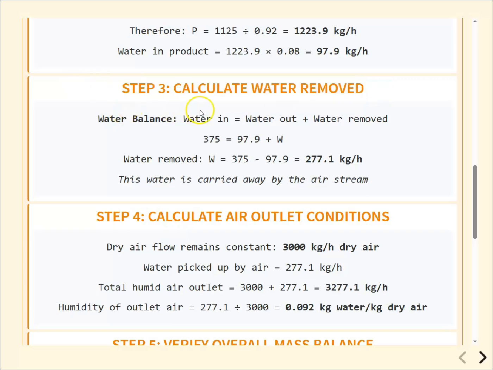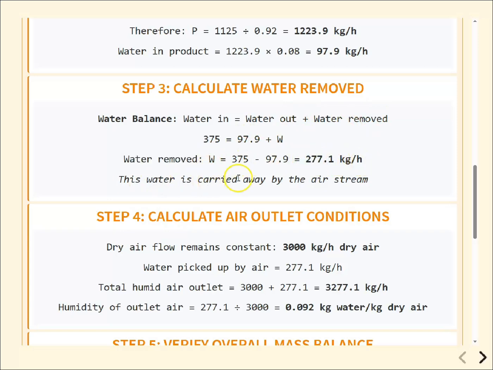So water balance is nothing but water in is equal to water out plus water removed. Here water in is 375, that is in the feed, and water out, the water in the product, is 97.9 plus water removed. Now we have all this data, so from here we can easily calculate the water removed. Water removed W is nothing but 277.1 kg per hour.